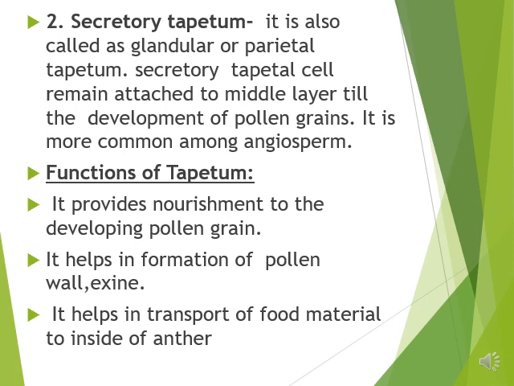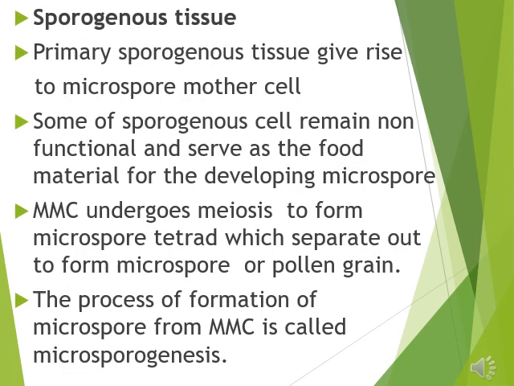Now next we will discuss the last one, that is the sporogenous tissue. Primary sporogenous tissue gives rise to the microspore mother cell, shortly called MMC also. Some of the sporogenous cells remain non-functional and serve as food material for the developing microspores. MMC undergoes meiosis to form microspore tetrad, which separates out to form microspores or pollen grains.